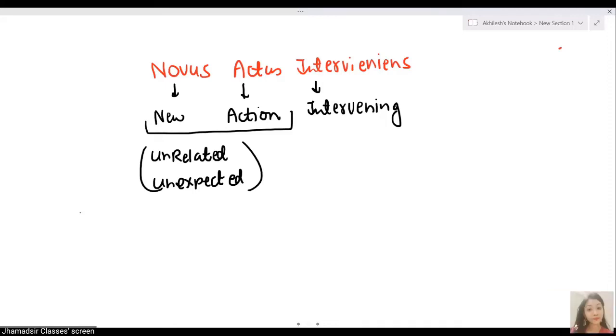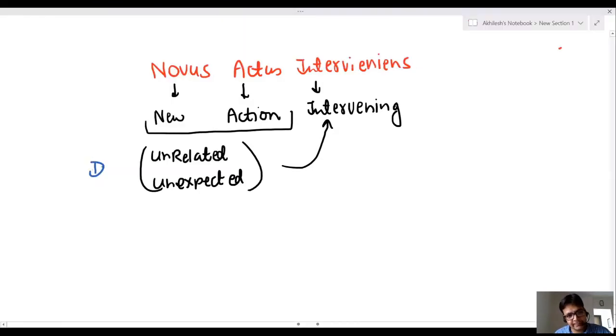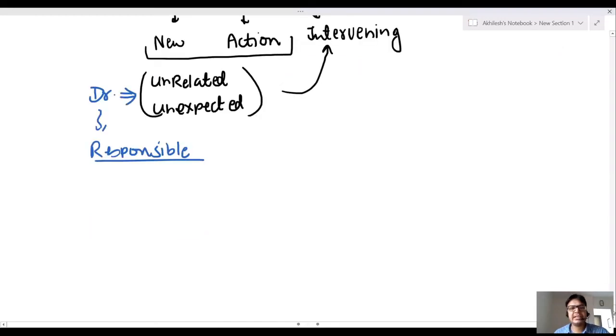Unrelated or unexpected action intervening the case. So if a doctor is involved in any unrelated or unexpected case action, the doctor will be responsible.